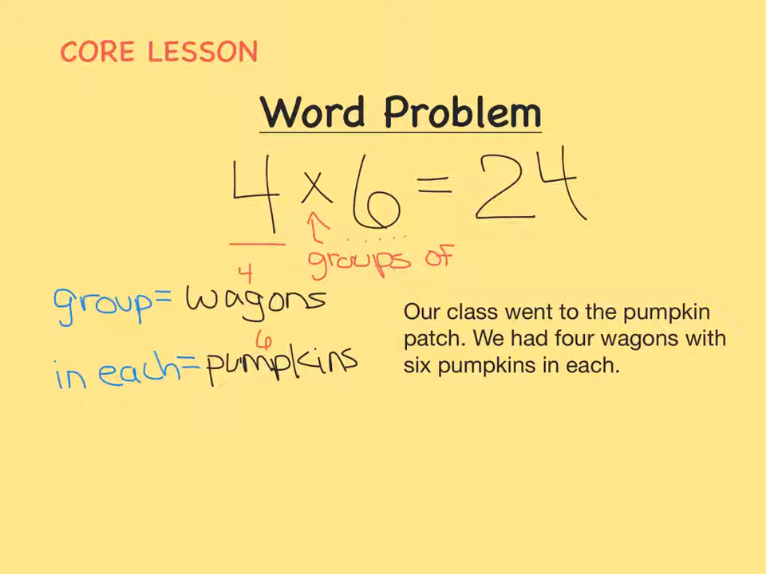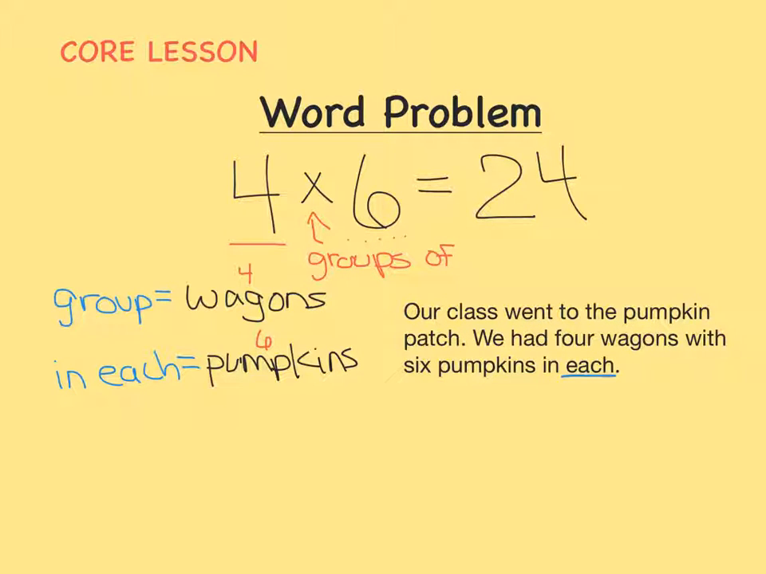Our class went to the pumpkin patch. We had 4 wagons with 6 pumpkins in each. The word each is very important in a multiplication problem. If we just said we had 4 wagons and 6 pumpkins, it wouldn't be multiplication. We would just say we had 6 pumpkins total. So because we know we have 6 pumpkins in each, we can now write the question to our problem.